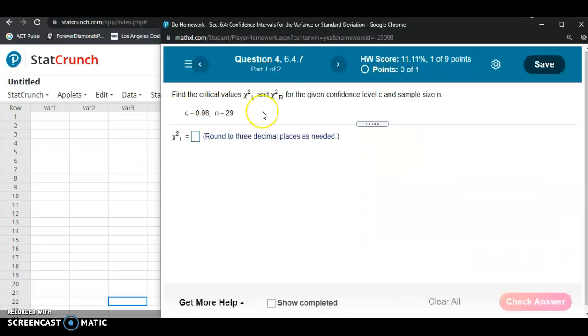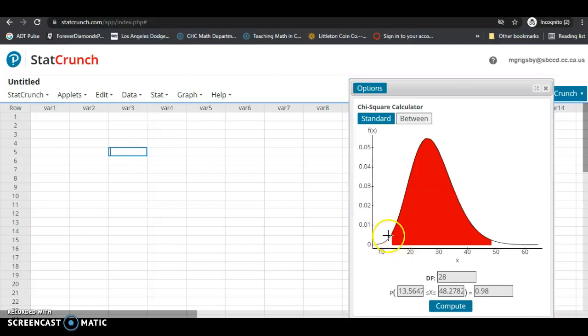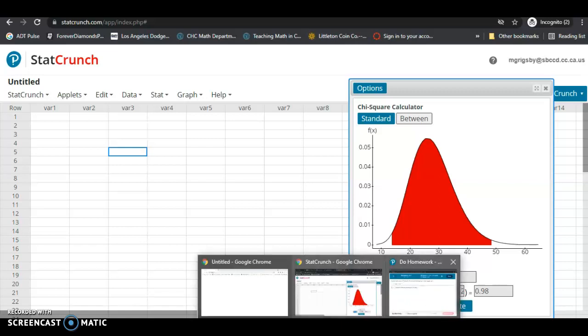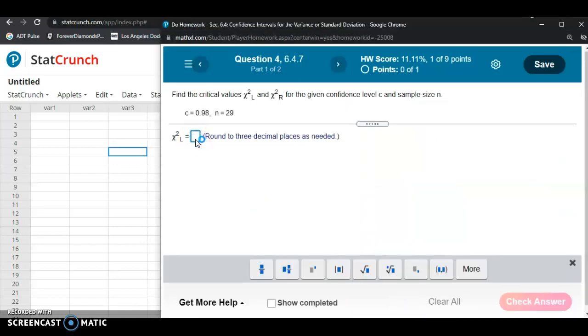When you answer these questions, make sure you enter the correct critical value. It's asking for chi-squared sub L. L means left, so we're looking for the critical value on the left side, which is this number here. The critical value on the left side appears in the left box, and the critical value on the right side appears in the right box. Rounded to 3 decimal places, that 4 gets rounded up to a 5, so 13.565 is the left-hand critical value.